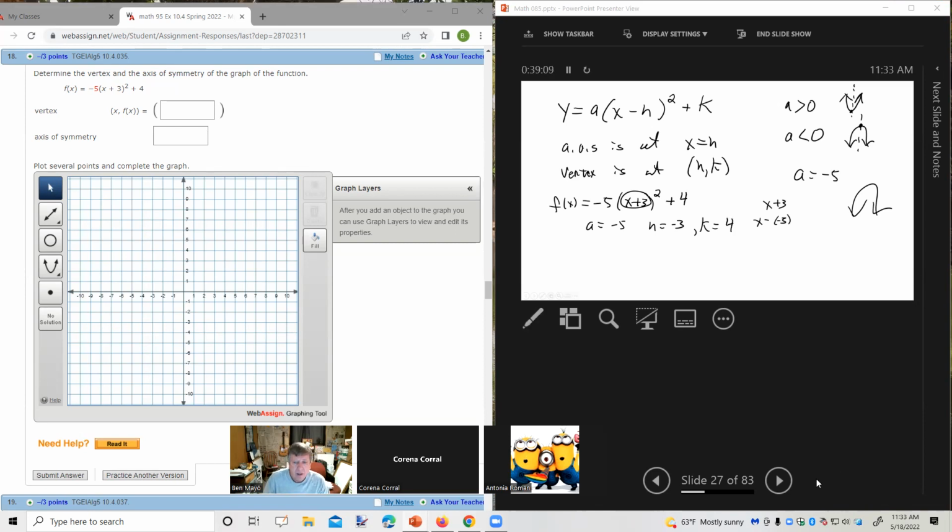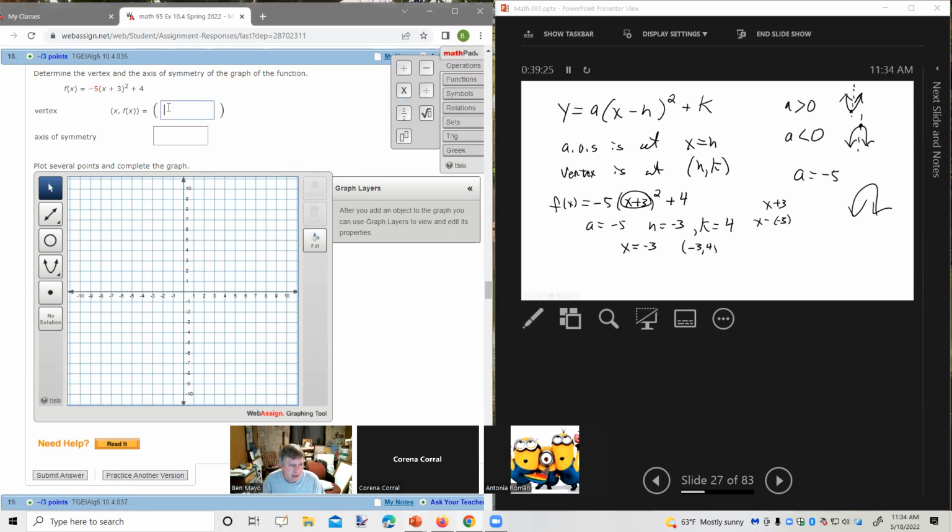Sorry about that. Now, to graph this thing, the axis of symmetry is what? x equals -3, and the vertex is at -3, 4. The axis of symmetry is an equation. It's not just h or -3. It's got to be written as x equals -3.